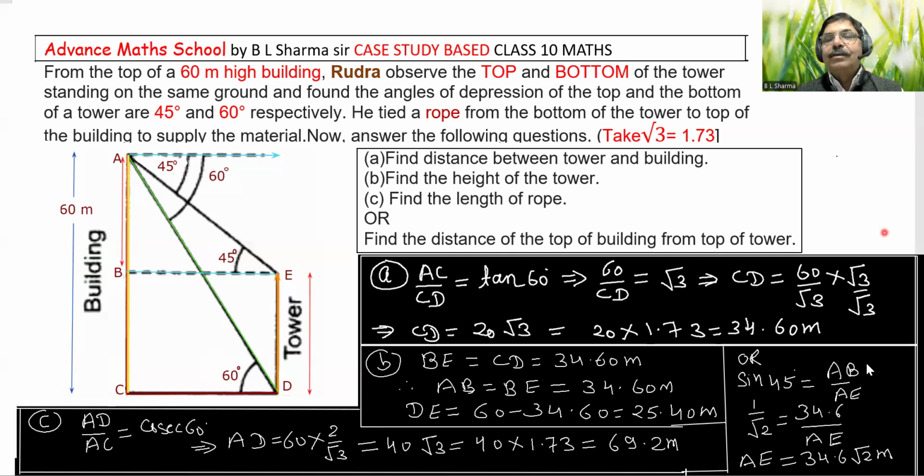That's all for this question. Because the value of root 2 is not given, you can keep root 2 as it is. The value of the square root of 2 is not given to us, so leave it as square root 2. That's all for this question.